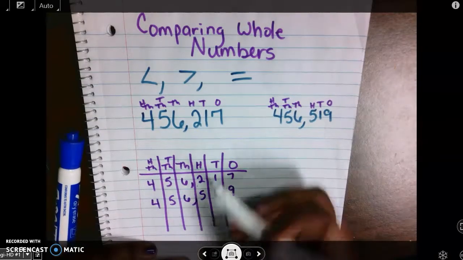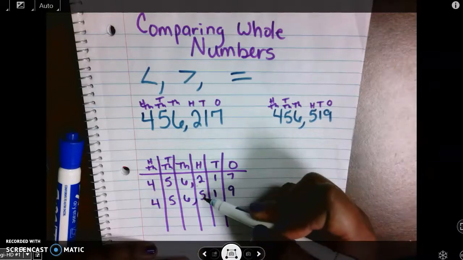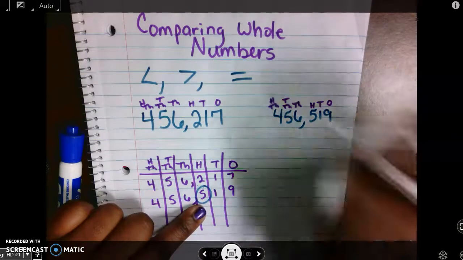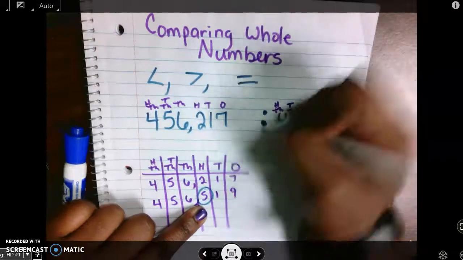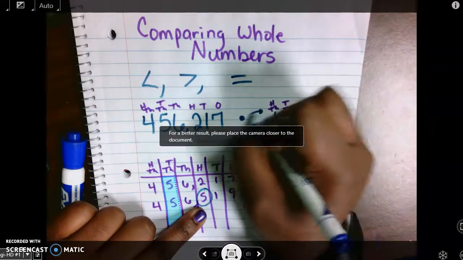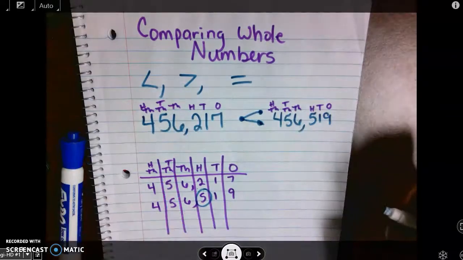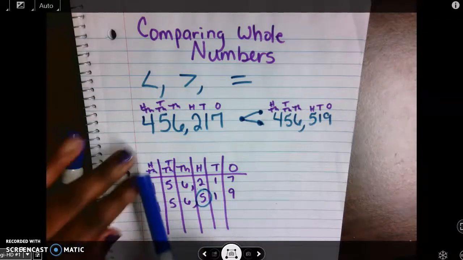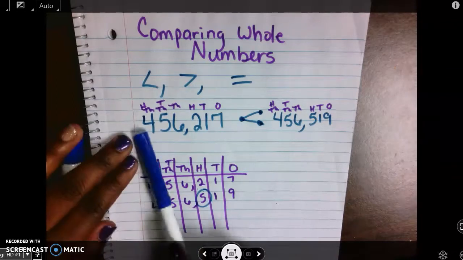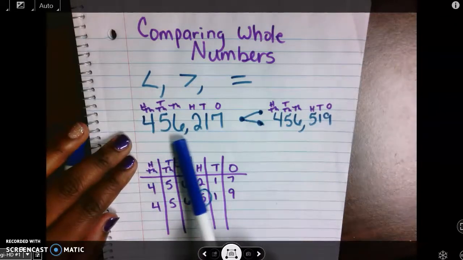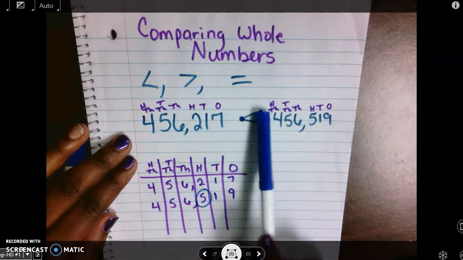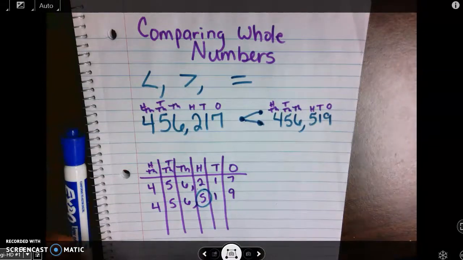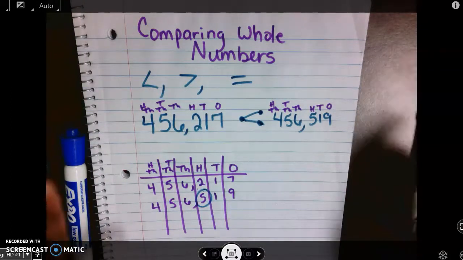I'm going to circle whichever is larger, 5 or 2. Well, I know 5 is larger, so I'm going to find that number here, and this is the number that gets 2 dots. And the smaller number gets 1 dot. So now I have compared my numbers, and if I were to read this, because in a number sentence, we read from left to the right, 456,217 is less than 456,519.